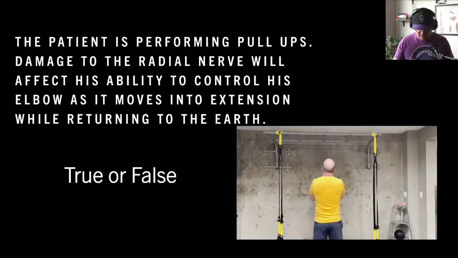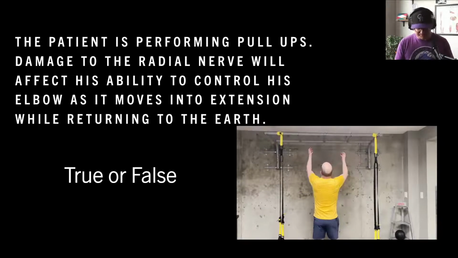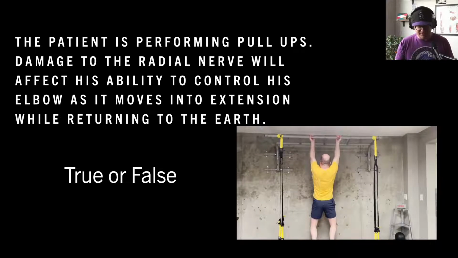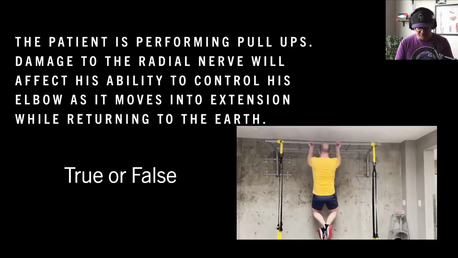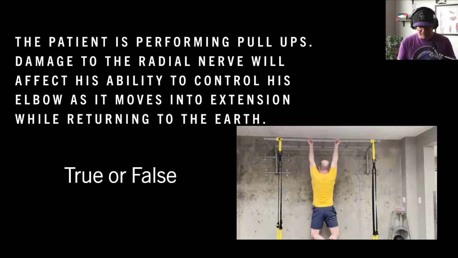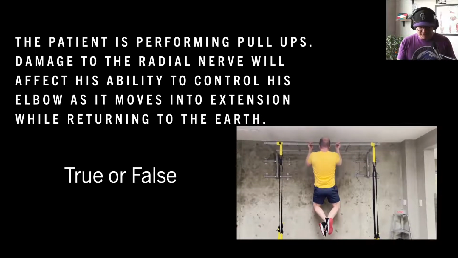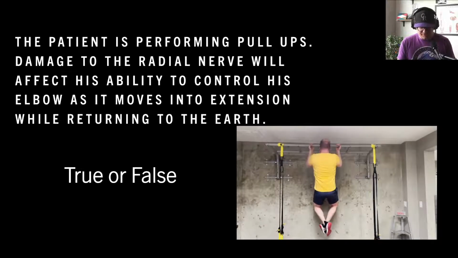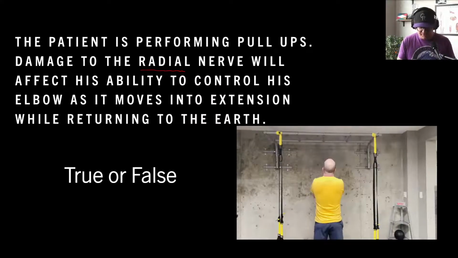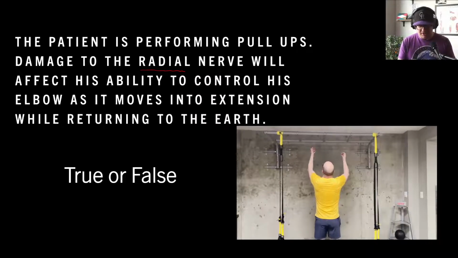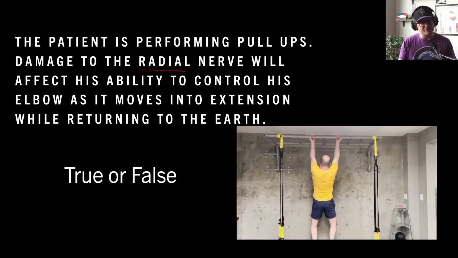Okay, the patient is performing pull-ups. Damage to the radial nerve will affect his ability to control his elbow as it moves into extension while returning to the earth. So, my elbow is moving into extension as I move towards the earth, so all of that's true. So then it's pretty much giving you the nerve to see if you can figure out the muscle. So, is the radial nerve innervating a muscle that controls elbow extension as I move down?